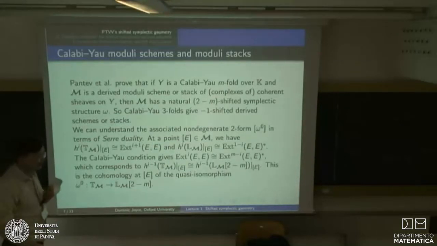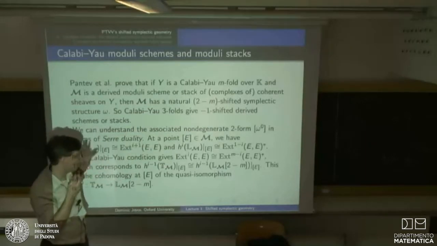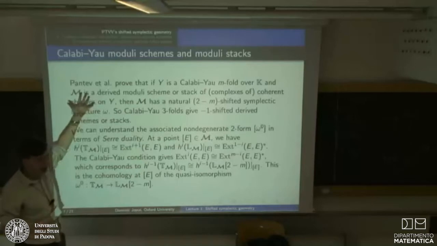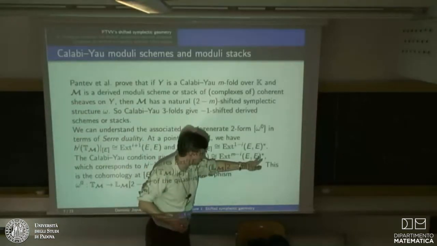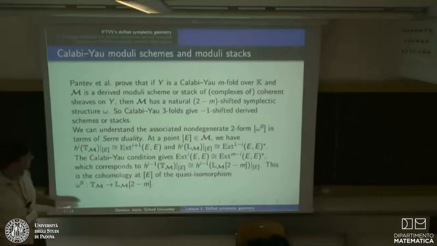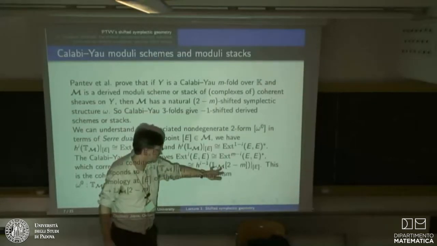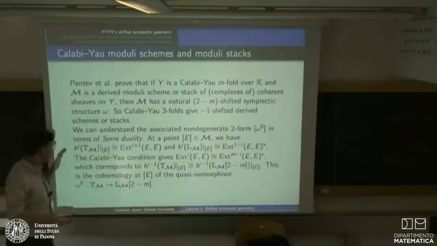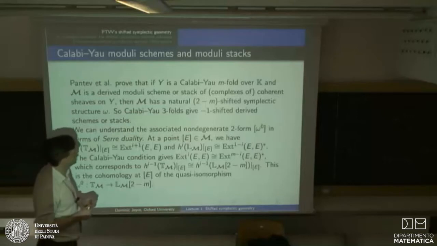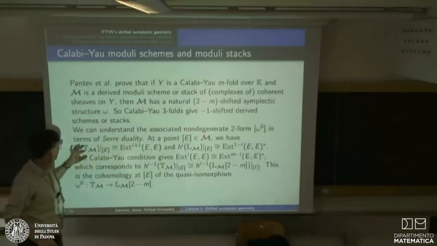So the Calabi-Yau condition tells us that Ext^i(E,E) is isomorphic to Ext^(m-i)(E,E)^*. On a general smooth projective variety, you'd have a tensor with the canonical bundle in the right-hand side term here. But because we're Calabi-Yau, and the Calabi-Yau condition really means that the canonical bundle is trivial, the tensor canonical bundle term drops out. So if you compare this to these two equations, we see that Calabi-Yau tells us that the (i-1)th cohomology sheaf of the tangent complex at E is isomorphic to the (i-1)th cohomology sheaf of the cotangent complex of M, shifted by 2 minus m, at E. And this is just the cohomology at E of this quasi-isomorphism from T_M to L_M, shifted by 2 minus m. So we can see where the 2 minus m comes from. It's a combination of the dimension m and the fact that you get these shifts by 1 in the isomorphisms between the cohomology and the Ext groups.